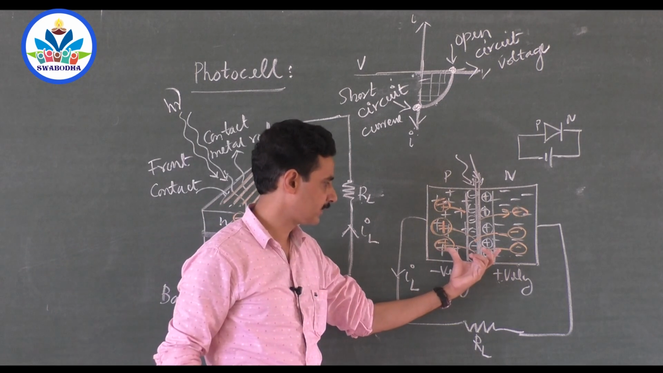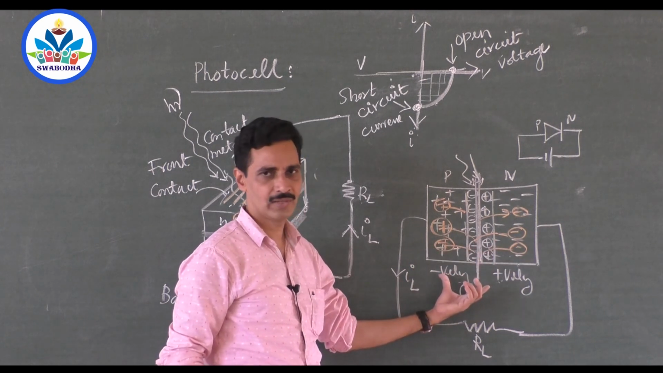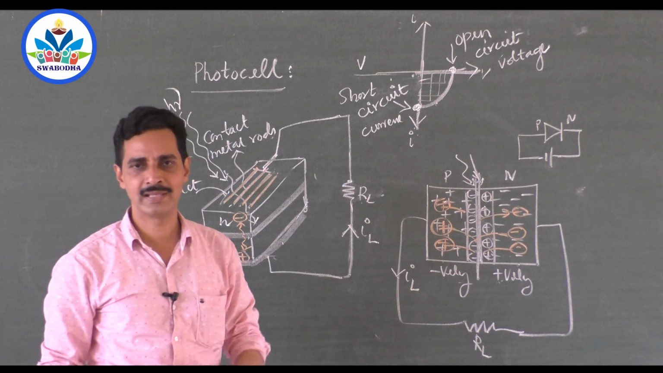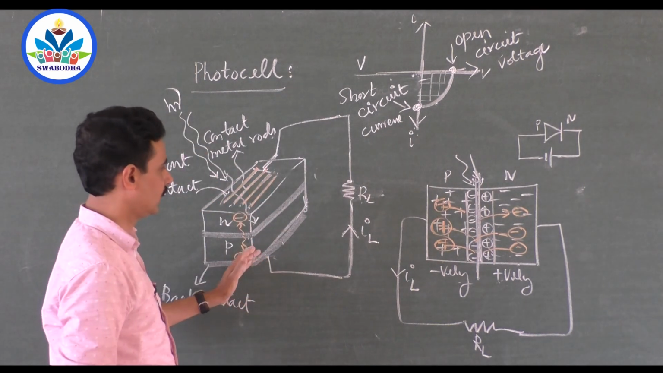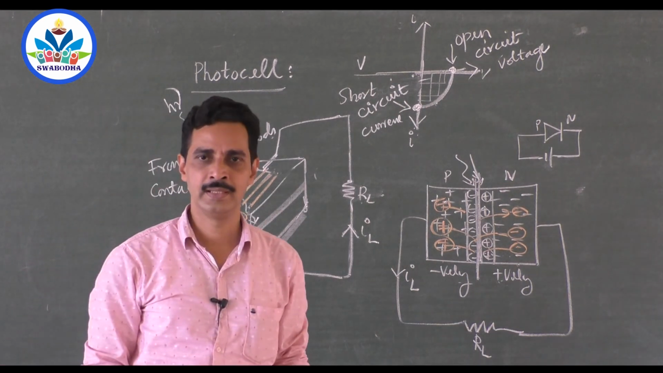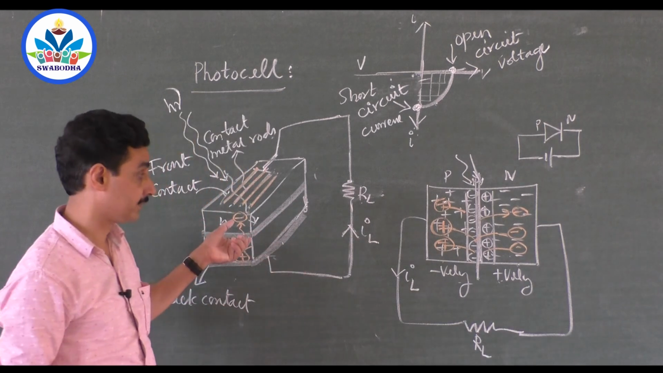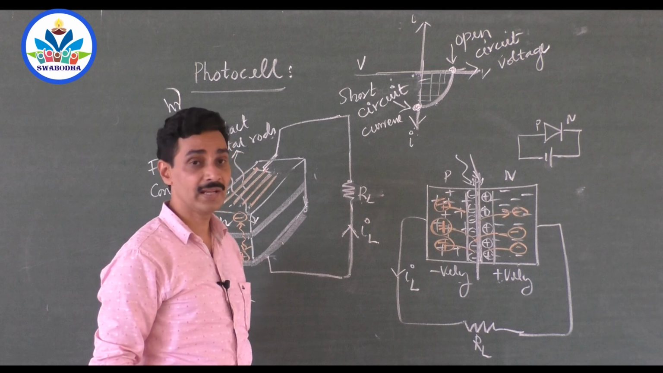They move away from the junction. Electrons move to the n region, holes move to the p region. That creates a positive and negative charge across the junction, and that itself makes a cell. If you connect it across an external load, current flows to the load, driven by the cell itself, and the cell acts like a source of energy. So that is the working, and then applications.